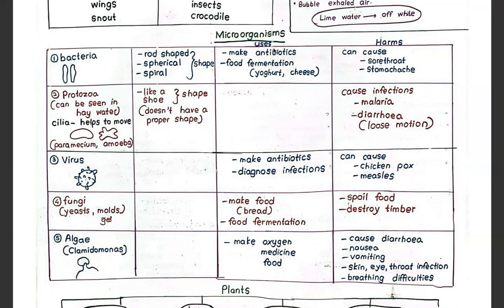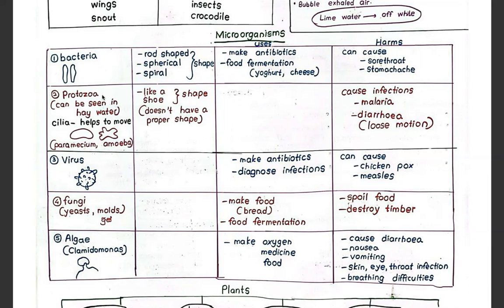Then what are the uses of bacteria? We can make antibiotics using bacteria, and food fermentation. Yogurt and cheese: when making yogurt and cheese, you need bacteria. And what are the harmful effects? It can cause sore throat and stomachache.